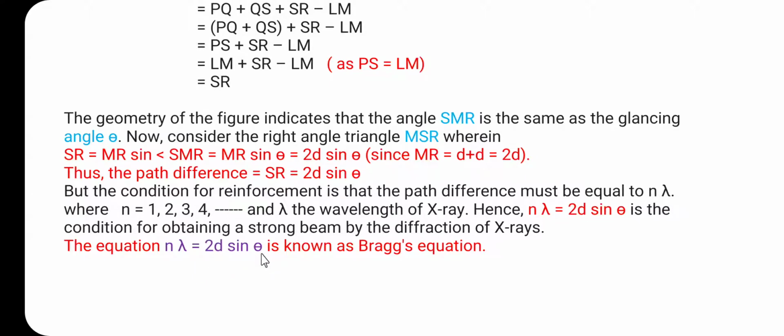Here, theta is the glancing angle, D is the distance between the two atomic planes, lambda is the wavelength, and n is the order of reflection. When we consider the first order reflection, n is equal to 1. When we consider the second order reflection, n is equal to 2, and so on. So this is Bragg's equation, n lambda is equal to 2D sin theta.